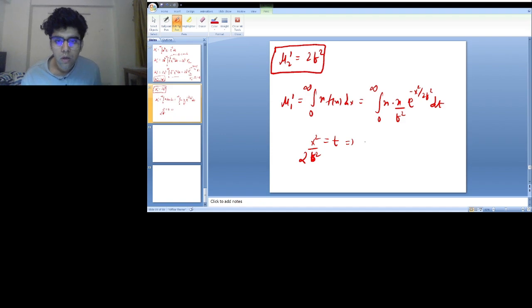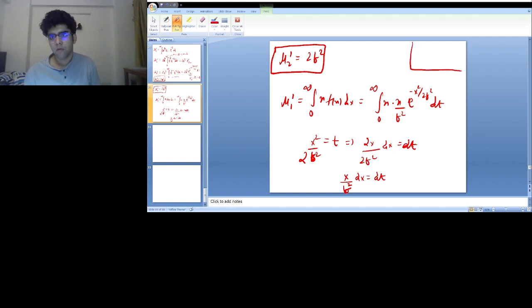This gives me 2x by 2b square dx is equal to dt. The derivative of t is dt, so 2 and 2 get cancelled, so x upon b square dx is equal to dt, right? I shouldn't be explaining this to you guys, but whenever we have a function, like for example I have t here and I had x here, I was writing this as dt and this as dx, right?